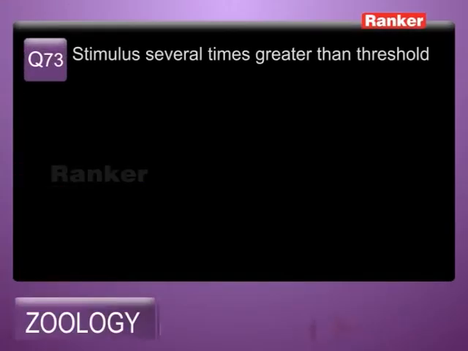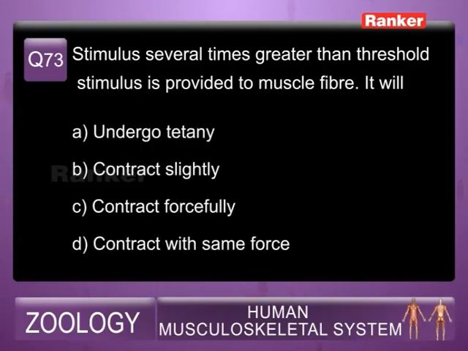73 is here. Stimulus several times greater than threshold is provided to a muscle. It will A. Undergo tetany, B. Contract slightly, C. Contract forcibly, D. Contract with the same force.